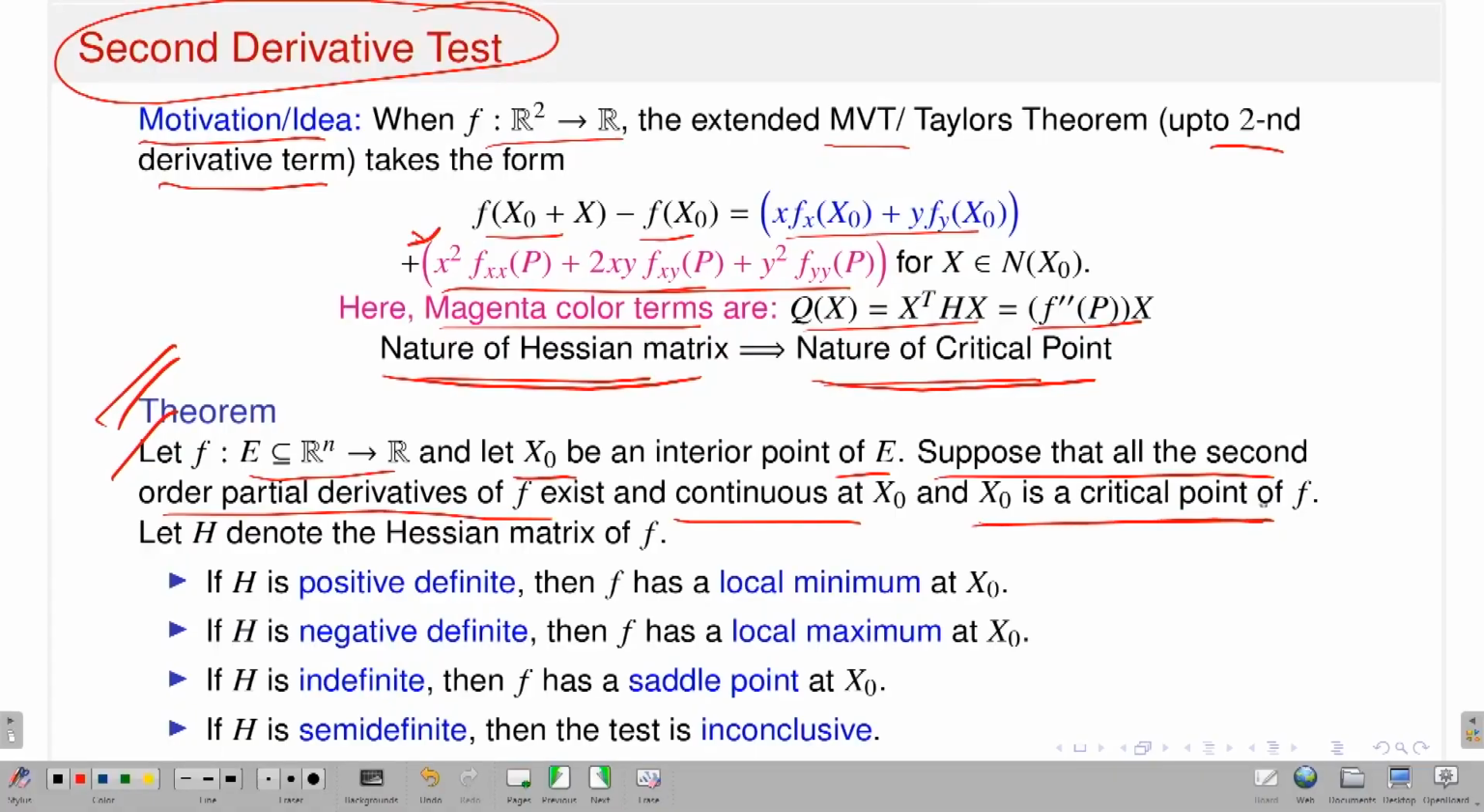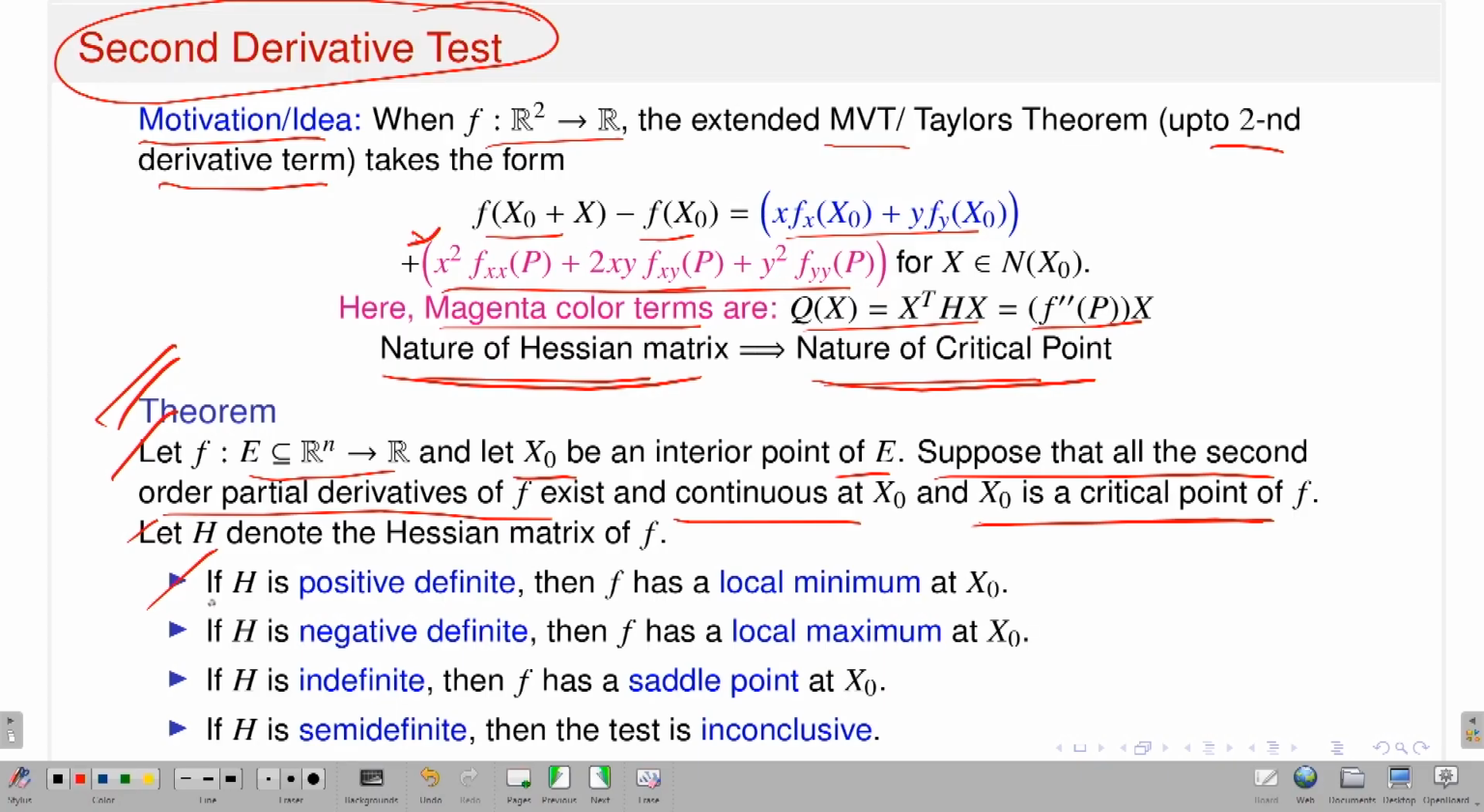So, since the second order partial derivatives exist at the point x naught and are continuous, the corresponding Hessian matrix is a symmetric matrix. On top of that, if I assume that x naught is a critical point, it means the first order partial derivatives vanish at the point x naught. Then look at the conditions I have given. Let H be the Hessian matrix. I can talk about my Hessian matrix because the second order partial derivatives exist at the point. So, the Hessian matrix makes sense.